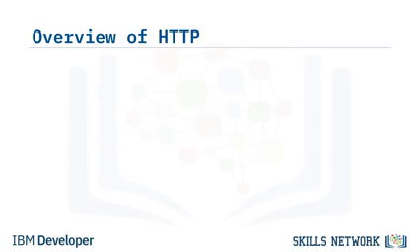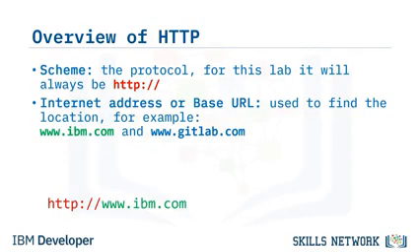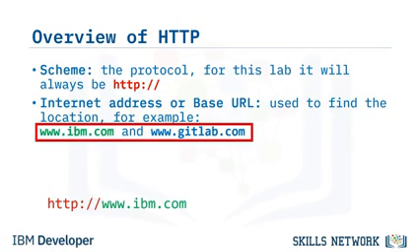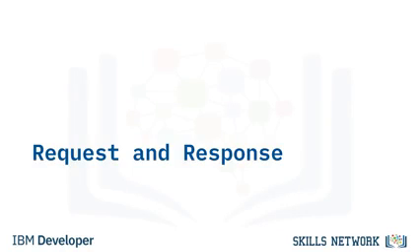We can break the URL into three parts. First, we have the scheme. This is the protocol, and for this lab, it will always be http://. The internet address, or base URL. This will be used to find the location. Some examples include www.ibm.com and www.gitlab.com. And finally, the route. This is the location on the web server. For example, /images/idsnlogo.png.